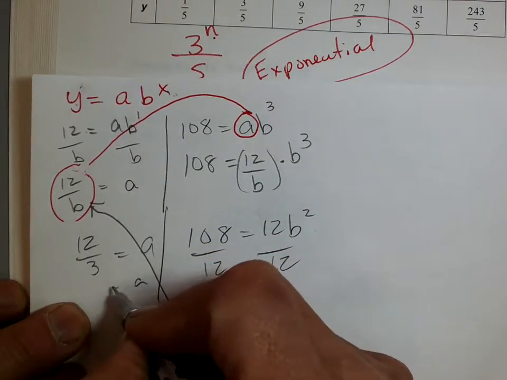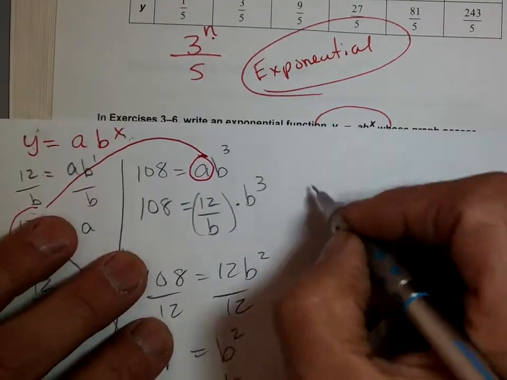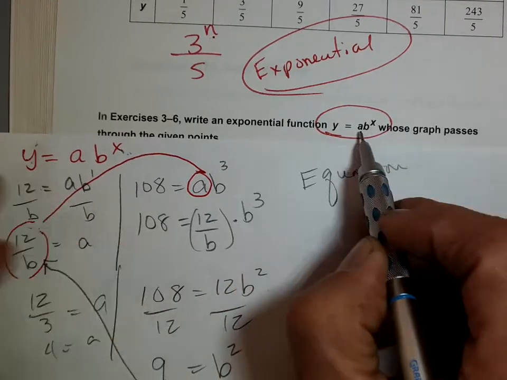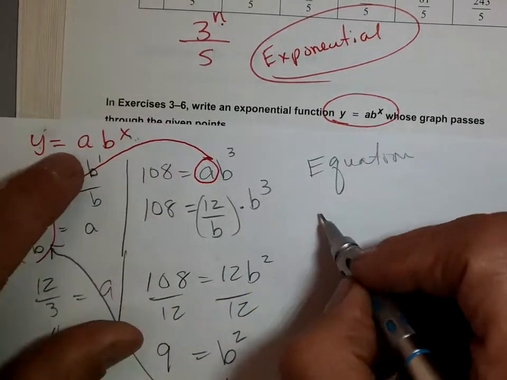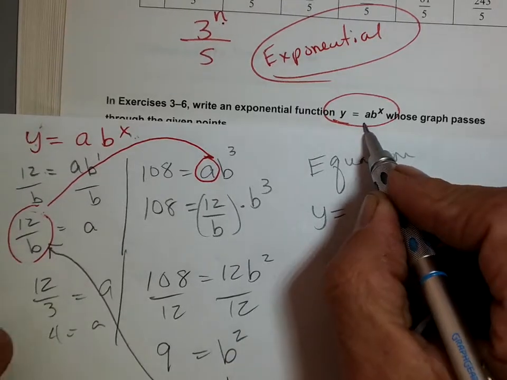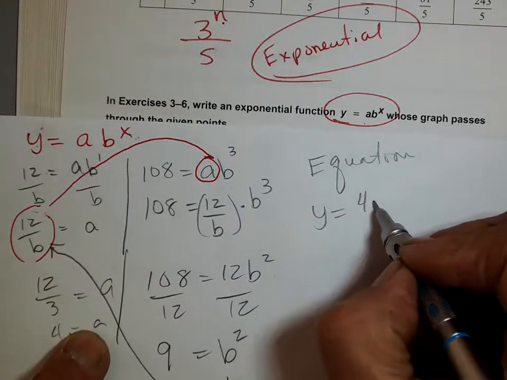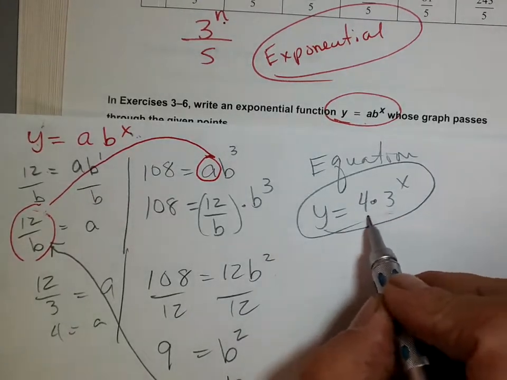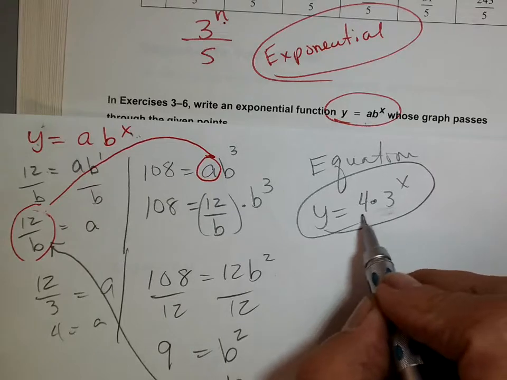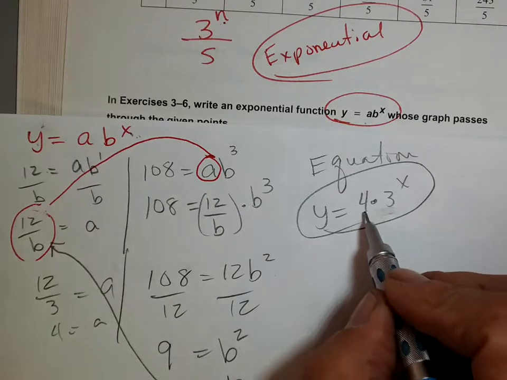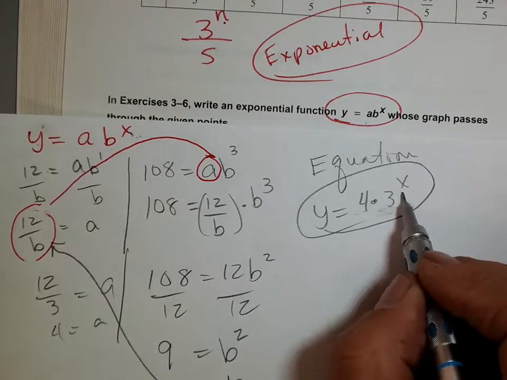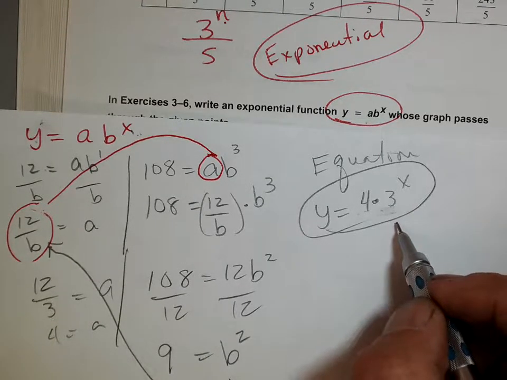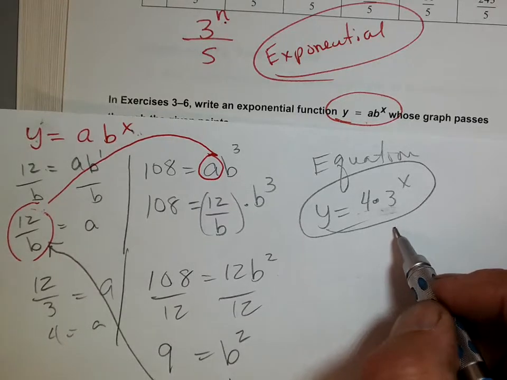A is 4. Now, we have an equation. What's our equation? Watch. We know a and b, don't we? So we're going to rewrite this as y equals, let's see, a is 4 times b, which is 3, to the x power. Do not make that 12, because you can't multiply that. You have to do the exponent first, and you can't do the exponent because of order of operations, right? Just leave it like that, okay?